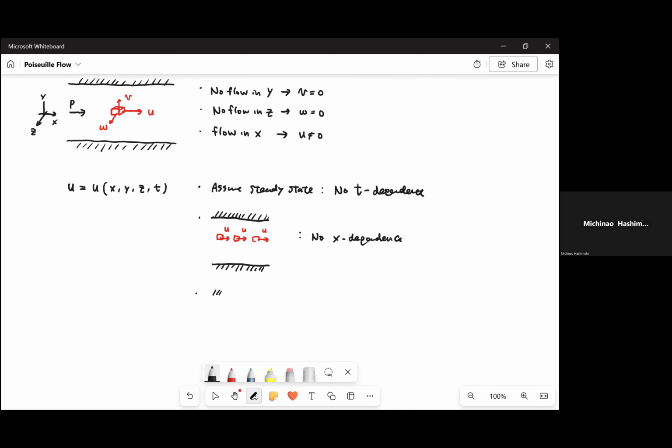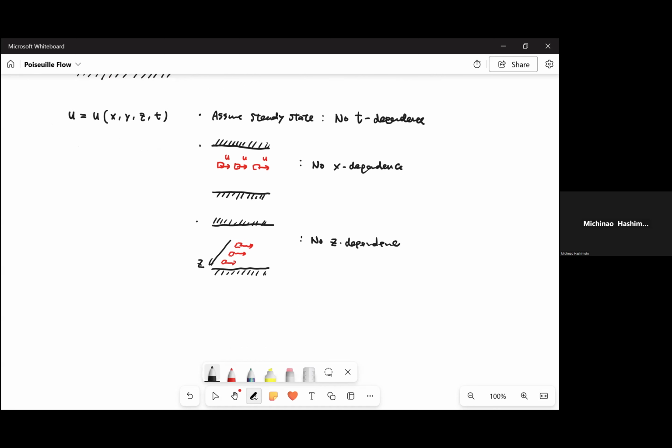Another consideration is, if you take a look at these particles here, in this z direction, if you compare these three fluid particles, as long as they are at the same level here, they should be moving at the same speed. So u has no z dependence. Okay, so that's really the thing.